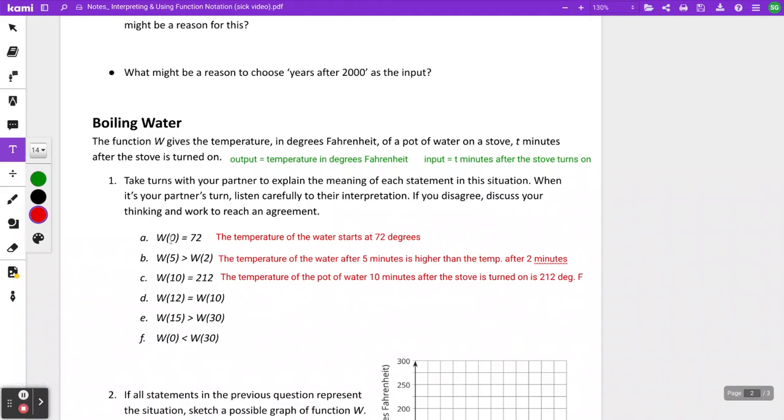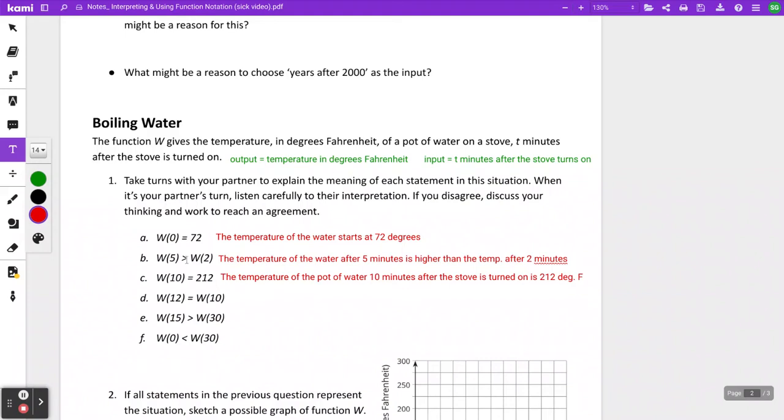Checking back in with these first 3 written out for you. So that 0, the 5, the 2, the 10, all those numbers in parentheses represent our input, which we said earlier is the minutes, specifically how many minutes after the stove was turned on. For this first one, you can talk about it as 0 minutes after the stove turns on, but we've talked about that 0 really representing like a starting point. So I decided to phrase mine as the temperature of the water starts at 72 degrees. Or you could say the temperature of the water is 72 degrees before the stove turns on. Both of those work out.